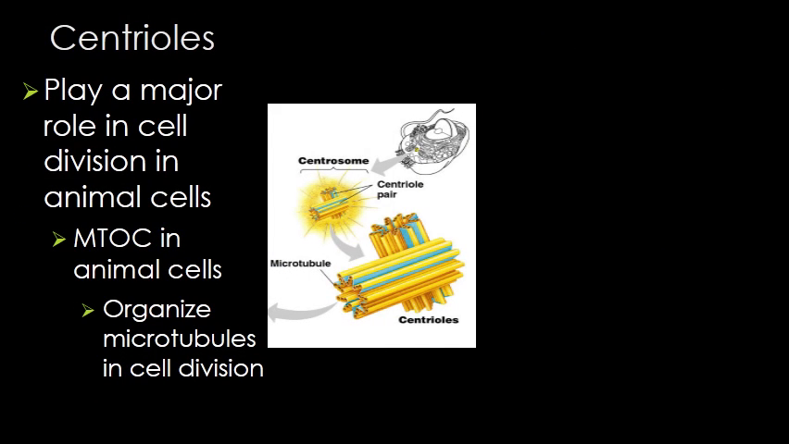Centrioles are the MTOCs in animal cells, or the microtubule organizing centers. They create fibers that reach out and grab the centers of the chromosomes and move them around as necessary in cell division, as we will see in a later unit.